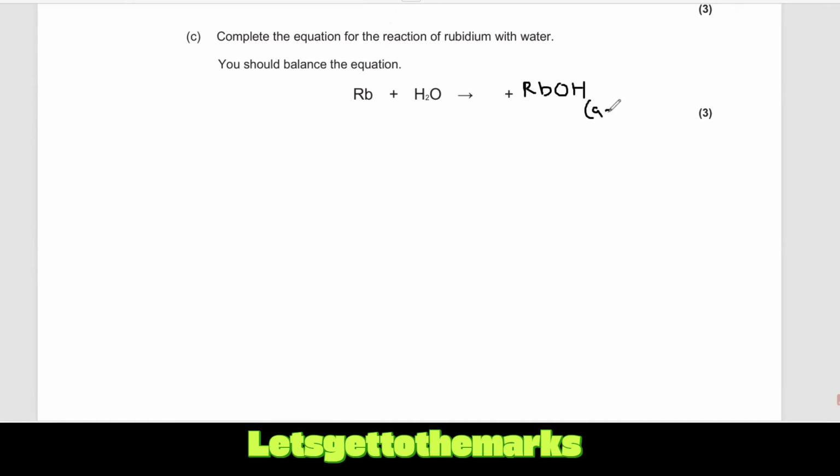Now I'm going to put the state symbols in, but you don't need the state symbols for this question. But if you don't know them, get to know them, because you have to know them. So there's your first mark for rubidium hydroxide.